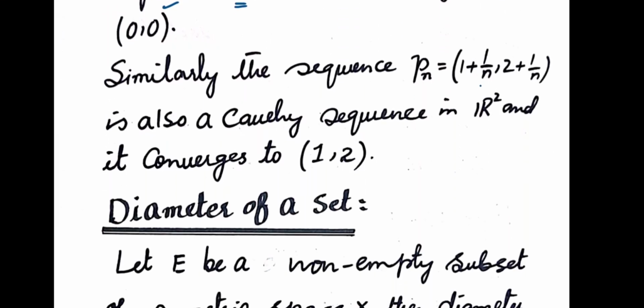Similarly, the sequence Pn = (1 + 1/n, 2 + 1/n) is also a Cauchy sequence in R square and it converges to (1, 2).